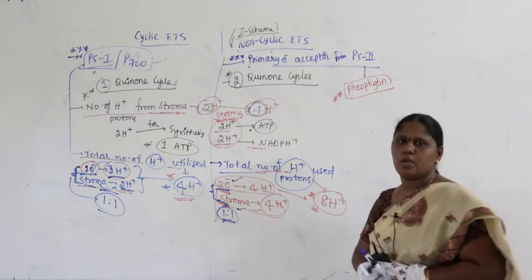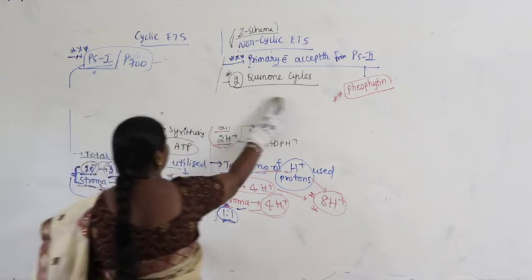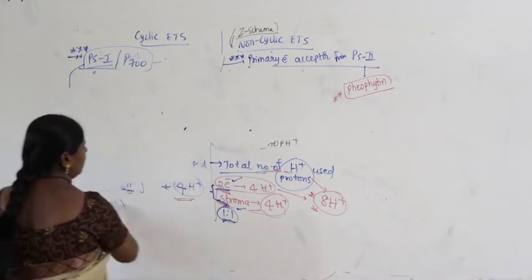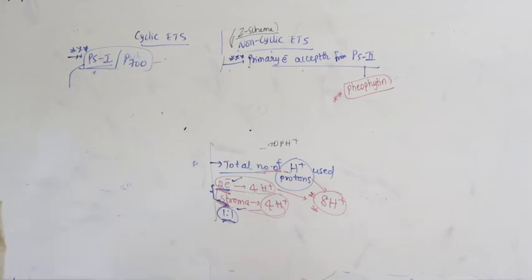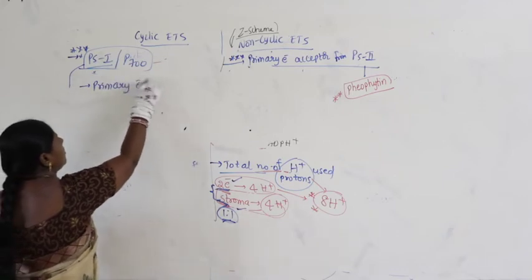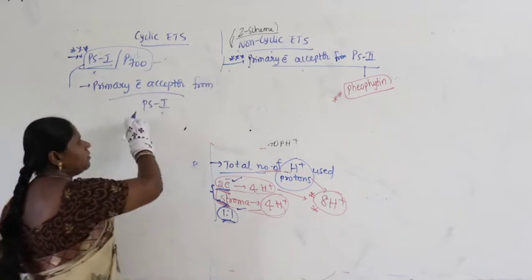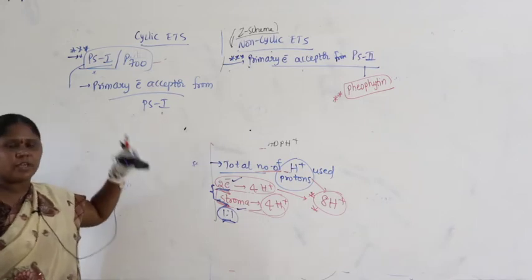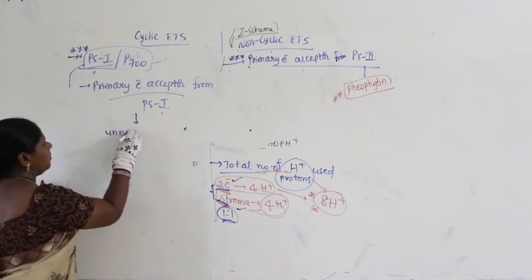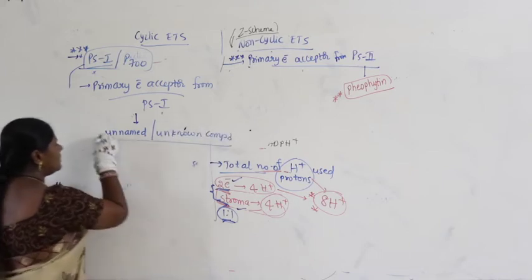Pheophytene. Okay. Similarly, if we get the question about the primary electron acceptor from PS1, it may be related to cyclic or non-cyclic, no matter, but you have to take unnamed compound or unknown compound. Sometimes this will be the option.